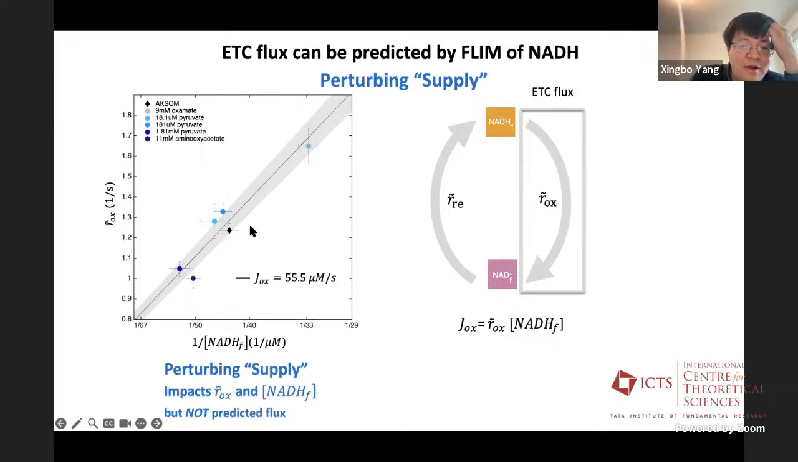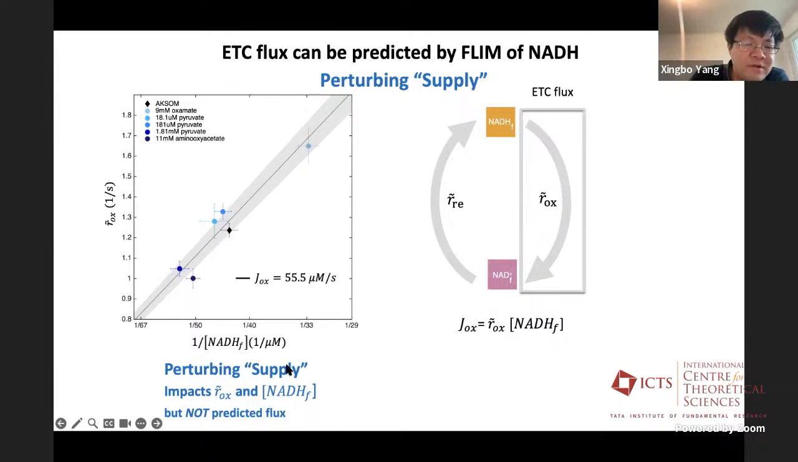All right, so however, here's an interesting observation. They're not all over the place though. They are actually along a straight line, within a margin of error. But what does this line mean? This line is where the flux is constant, right? If flux is a constant, let's say Jox equals Rox times NADH free equals C, now you can plot Rox equals C divided by NADH free. So the relation between these two quantities would be linear if you have constant flux, which is what's being observed.